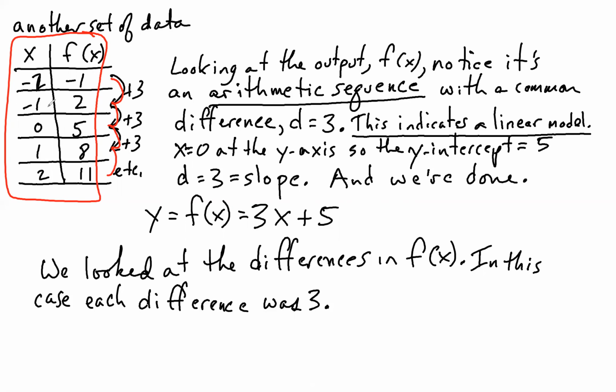So x is equal to 0 and y is 5. That's our y-intercept. My common difference in that arithmetic sequence is 3. That's my slope. So in mx plus b, it's 3x plus 5. So we looked at the differences in the function's output, f of x. And in this case, every single time the difference was 3, and that is a linear model.